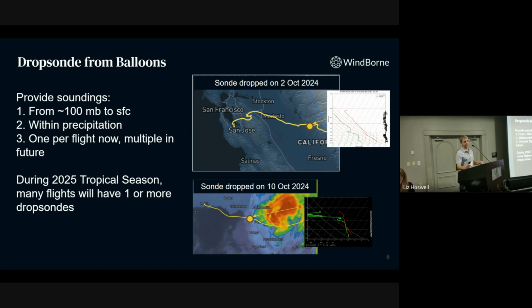So now these balloons are prototypes instrumented with one sonde. I expect that this winter we'll have many balloons, a large percentage with a sonde, and then in the coming year, next year, I won't say how many, but on the order of a handful of sondes per flight is what we're shooting for.